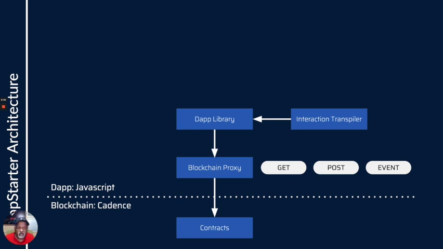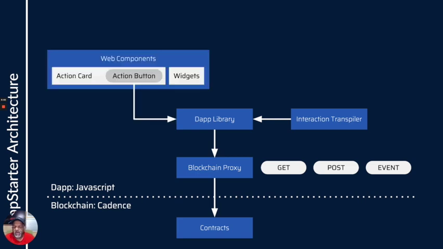All right, moving further up the stack, then we have all the web components that are built into DappStarter to make it super easy for you to develop dapps. So there are two primary classes of web components. There's action ones and there's widgets. Now the widgets you can think of as just UI wrappers. They're, for example, a UI wrapper to make it easy for you to select an account, etc. The actual web components that do a lot of the heavy lifting are an action card and action button.